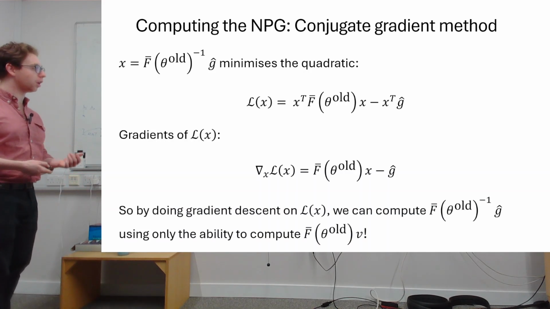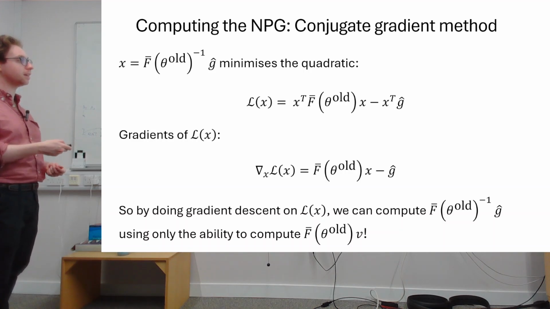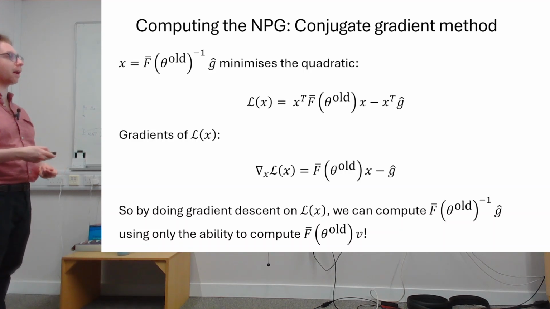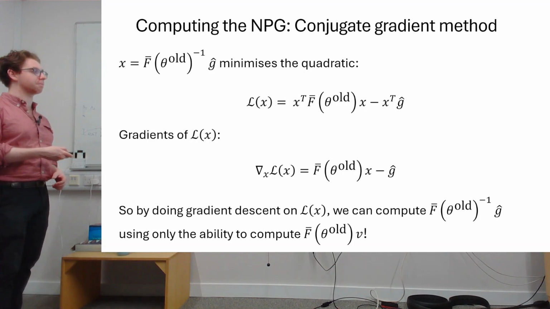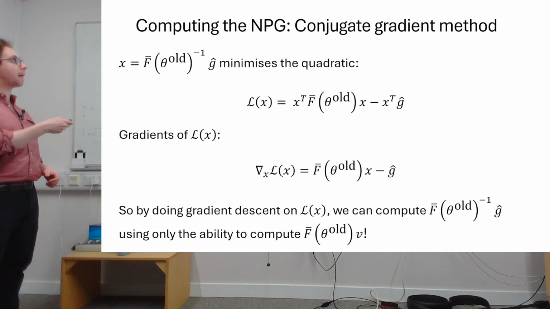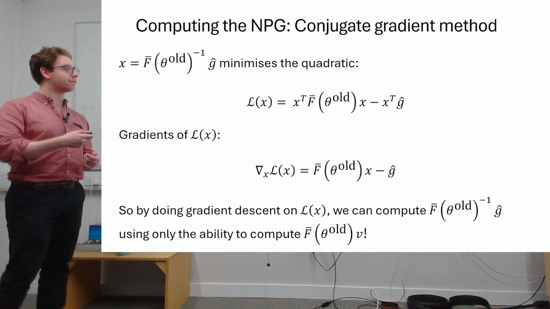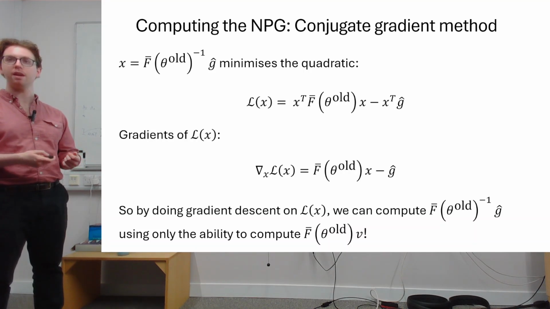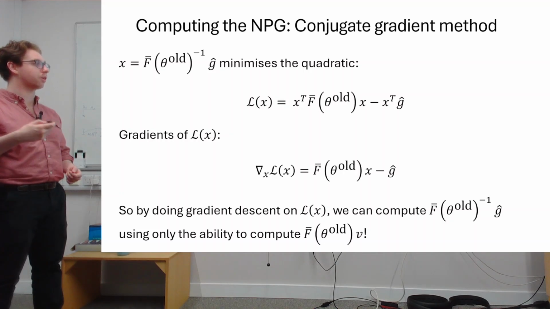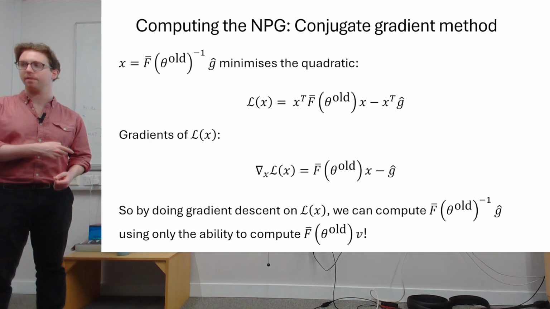And so the logic is that I can very efficiently compute gradients of this quadratic, and so I can do gradient descent on this quadratic to approximate f bar inverse g hat. And I can do this only using the ability to compute f bar v. So doing gradient descent on this quadratic is a way to translate my ability to very efficiently compute f bar v for an arbitrary vector v into an approximation for f bar inverse g hat. Does anyone have any questions about this?